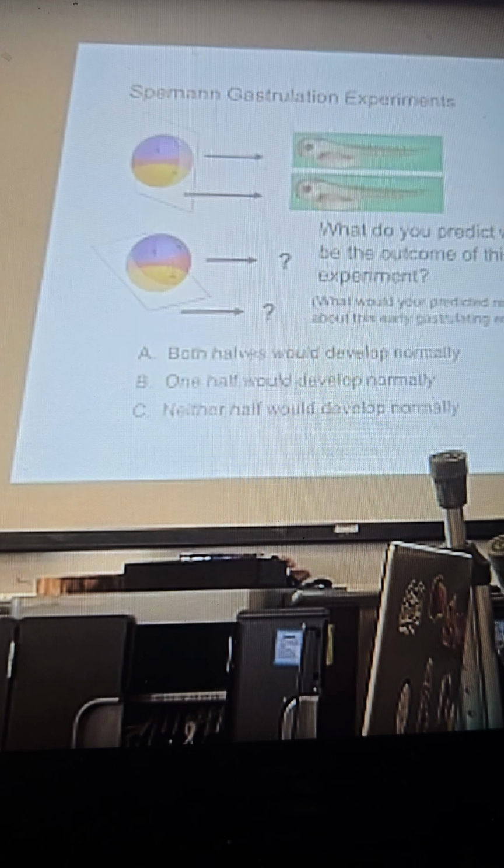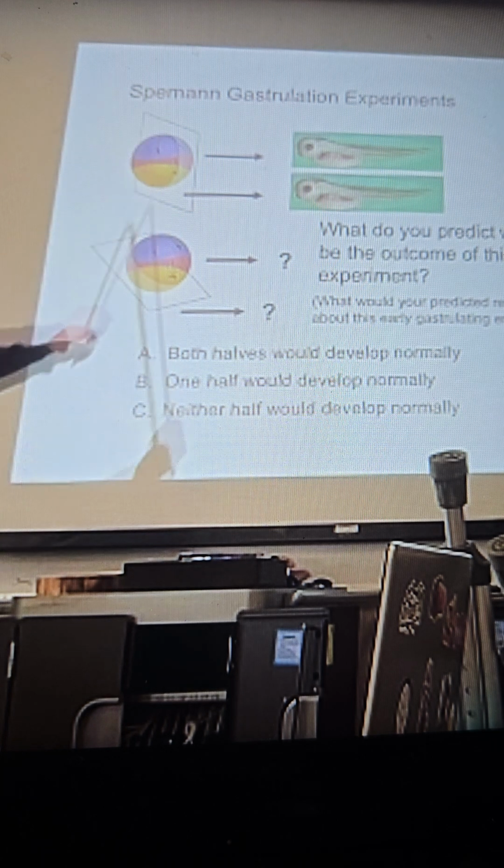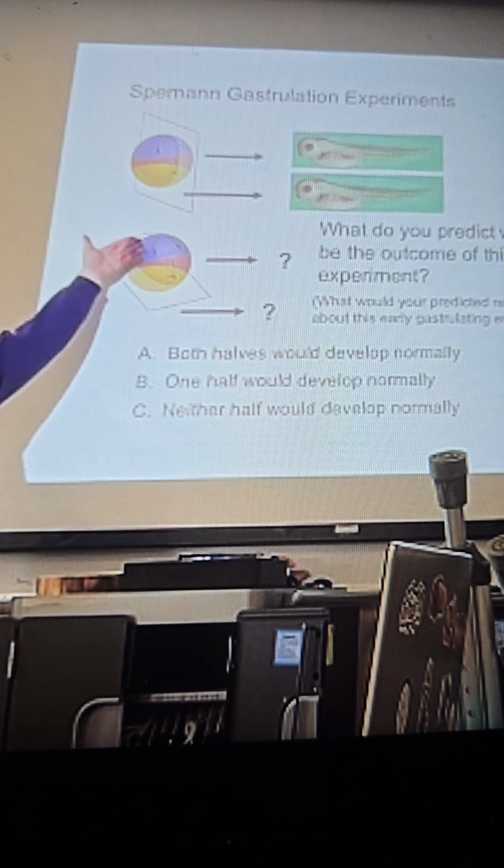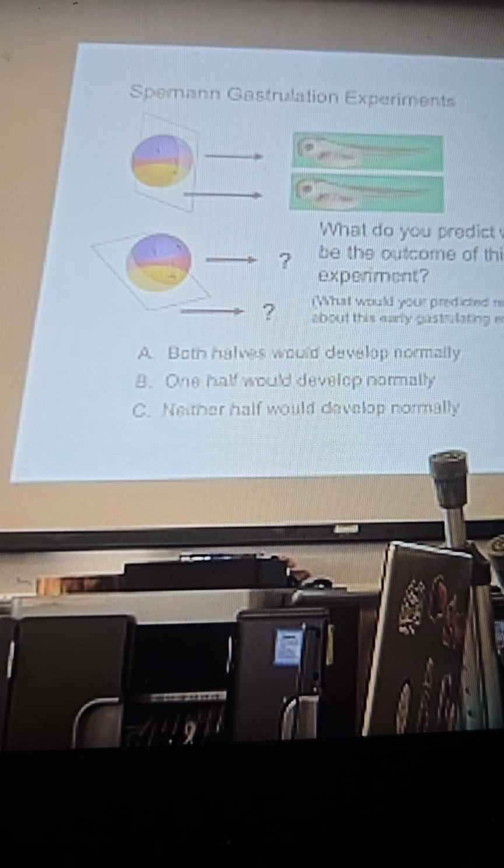And so the first one, if I cut right down the middle, through everything, right down the middle, I produce identical twins. What would happen if I don't cut down the middle, but I cut through the plane? What would happen?